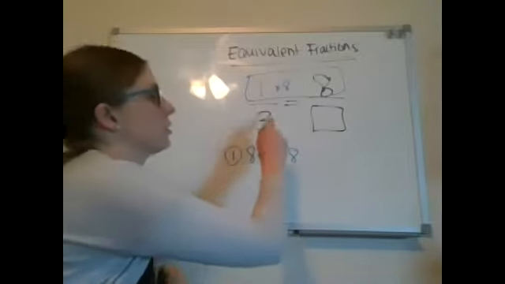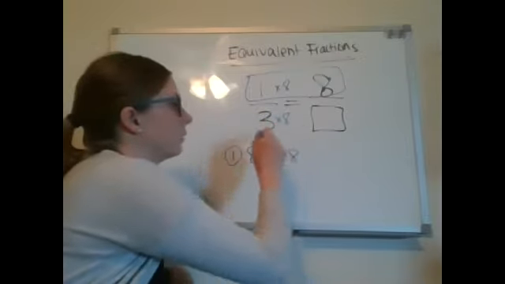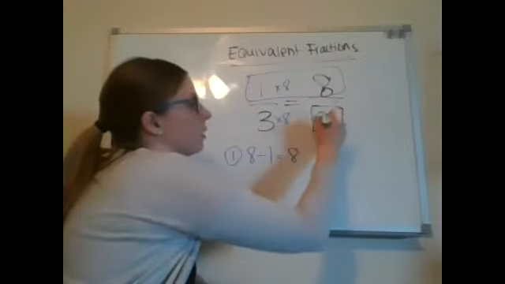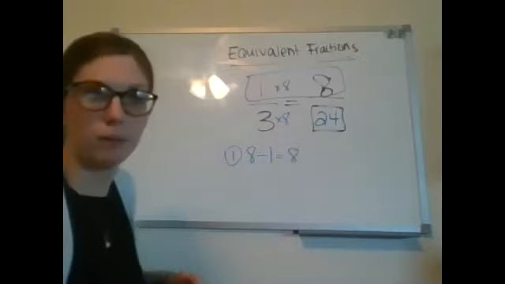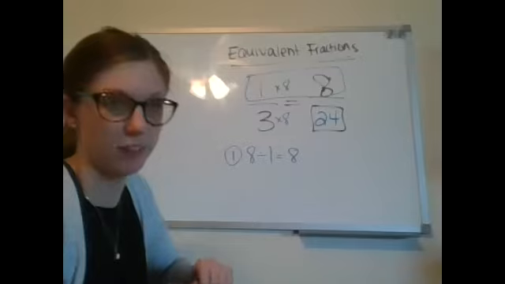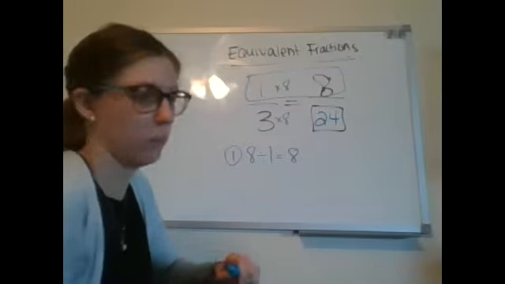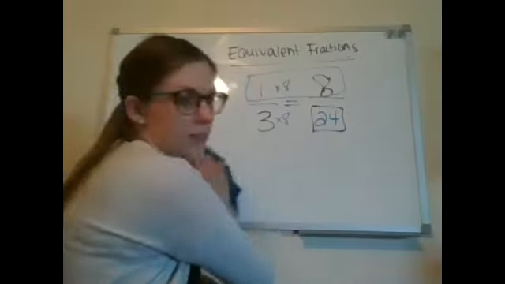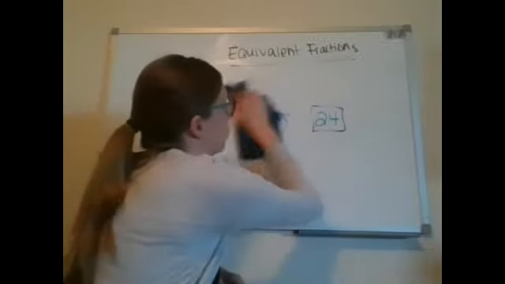That means we're going to take this 3, multiply by 8. 3 times 8 is 24. So this bottom number down here is also 24. All right, let's try one more. I've done some with ones. Let's do some without the 1 in there.